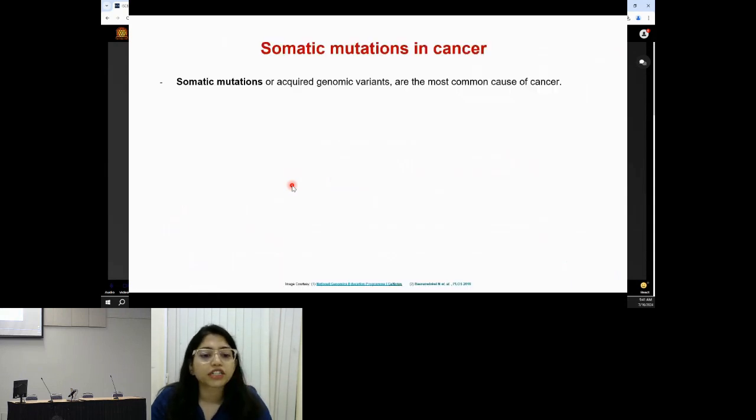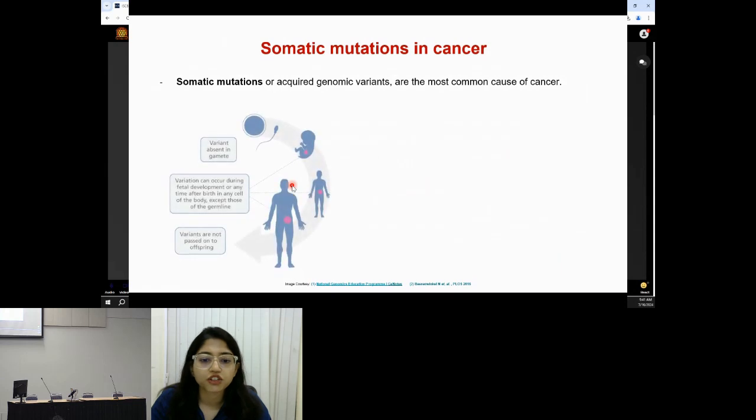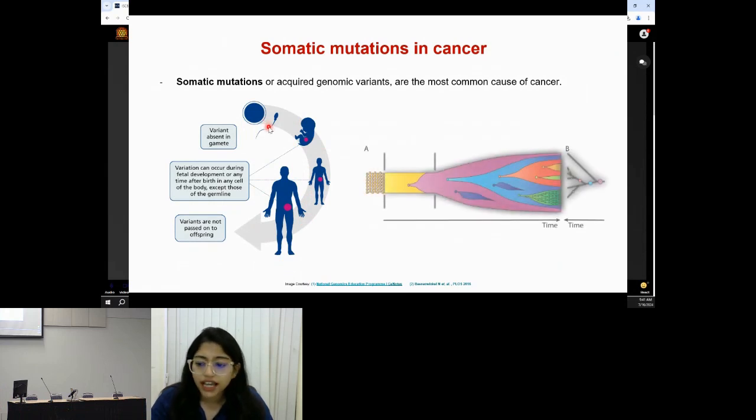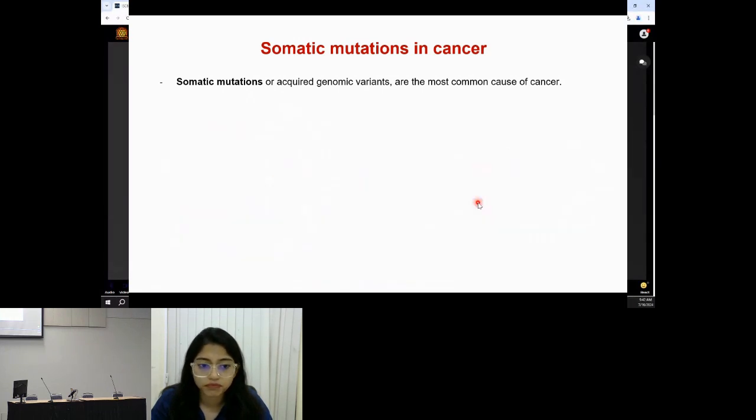Let's get into a little bit of detail on why we need to infer somatic mutations. Somatic mutations are acquired genomic variants that occur over the lifetime of an individual and are not passed to the offspring. These are the most common cause of cancer. Cancer is an evolutionary process that occurs due to acquired somatic mutations over a period of time, and we need to infer this tumoral progression in order to provide better therapies to cancer patients.